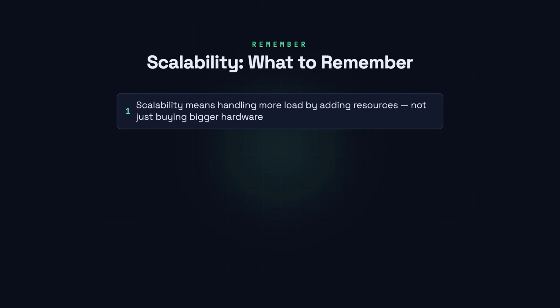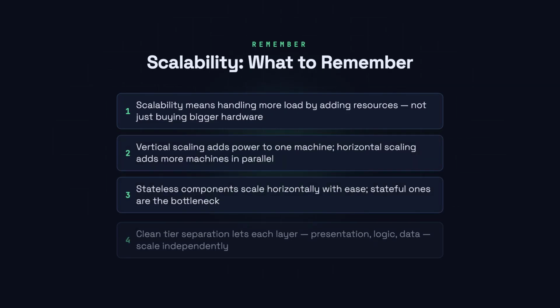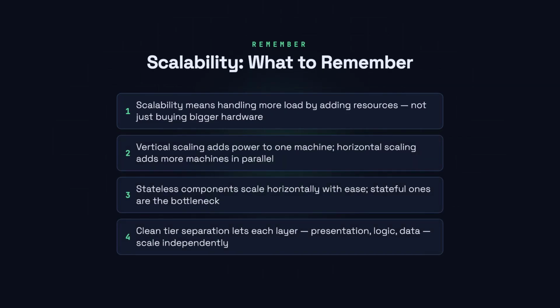Scalability is not a feature you add later, it is a property of the design. Systems that separate concerns into clear tiers, keep their logic stateless, and protect their data layer with caching and replication can absorb enormous growth with straightforward additions. Systems that tangle these concerns together hit walls that no single hardware upgrade can move. Design for scale from the start, and growth becomes an operational problem rather than an architectural crisis.